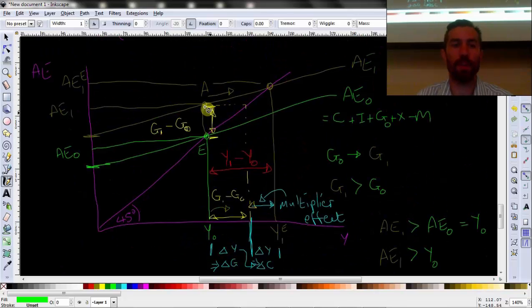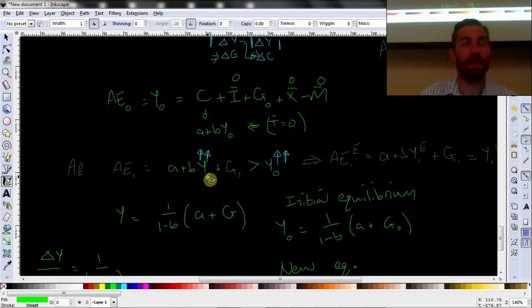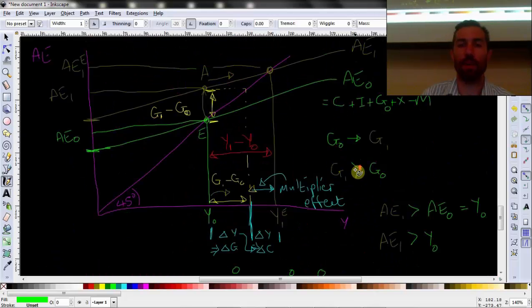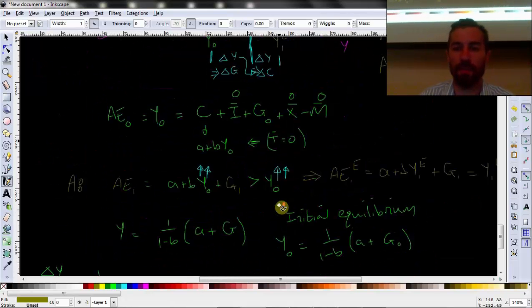If we consider point A, in other words, at our initial level of output but with our higher level of aggregate expenditure, we would have some level of expenditure AE1 given by our initial level of consumption plus our new level of government spending, which was much greater than our actual level of output. So from point A we have a movement towards our new equilibrium point. Let's call it point C, I guess. We have a movement from point A to point C.